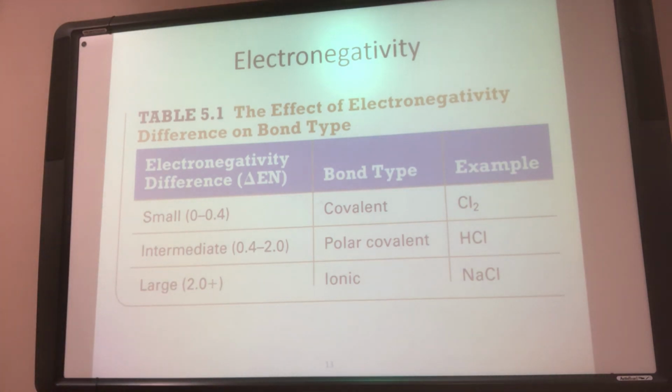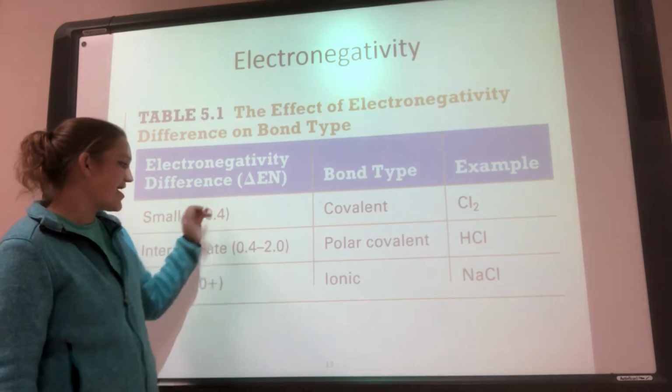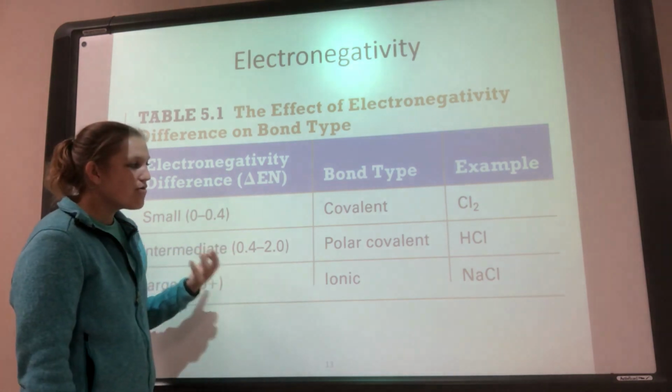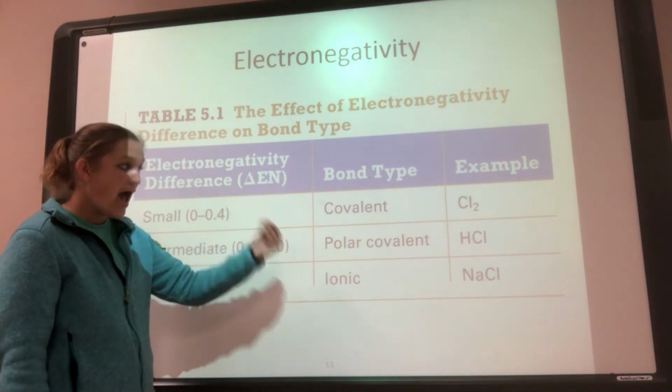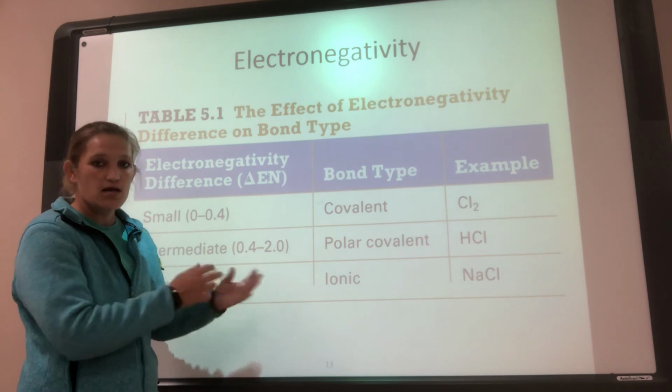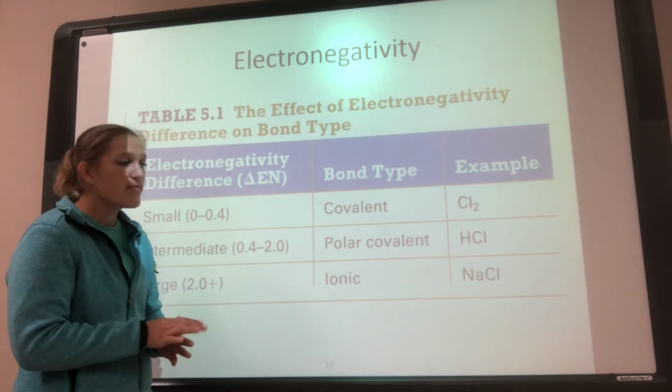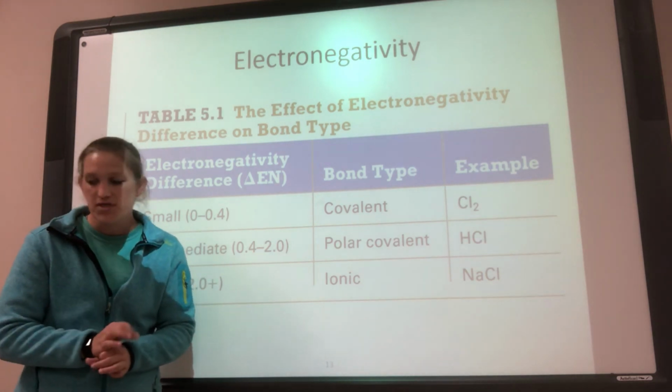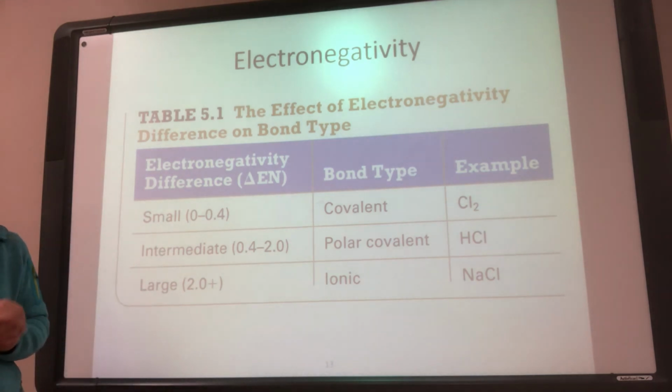But you might be asking yourself, well, what if I want to talk about how polar that bond is in a more quantitative way? This is a very qualitative way. I'm just categorizing it. But I'm not really exactly saying how strong that pull is. I'm just putting it in a category. So if I want to talk about exactly how strong that pull is, then I can measure it quantitatively, and that's called a bond dipole. We're going to talk about that in the next lecture.